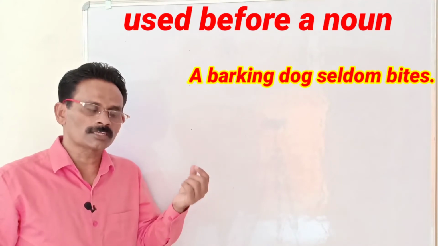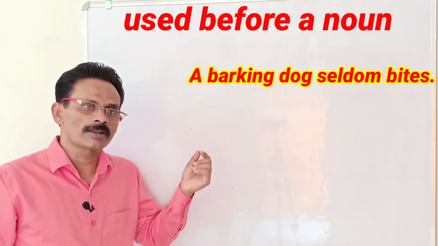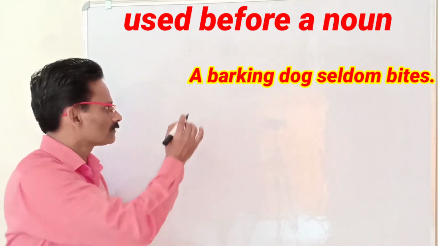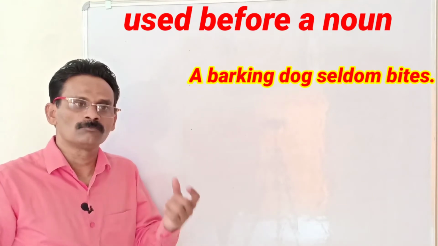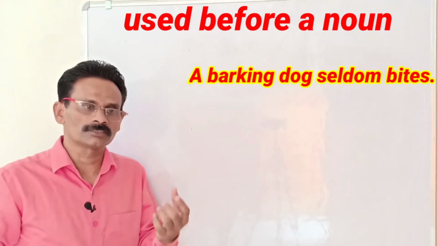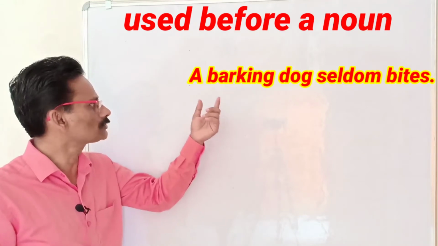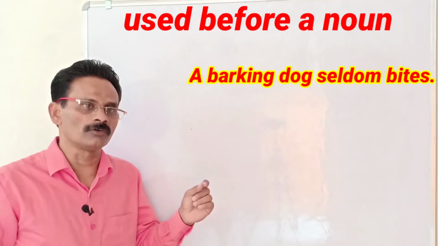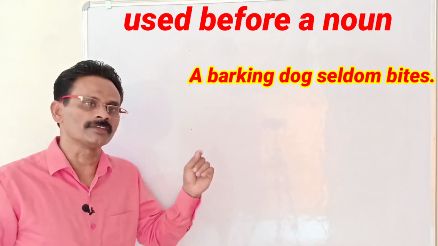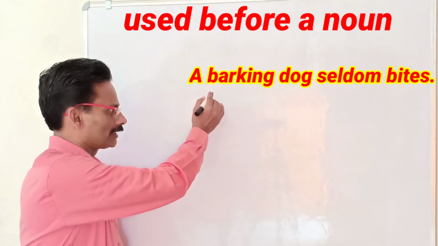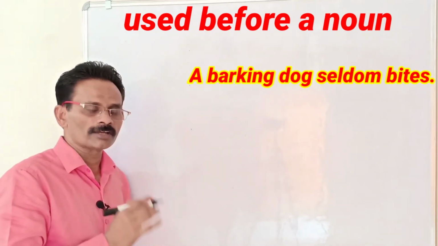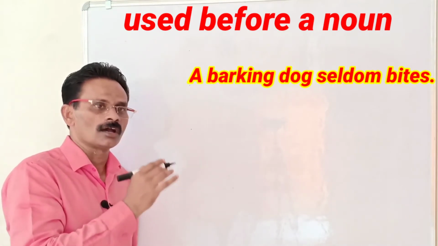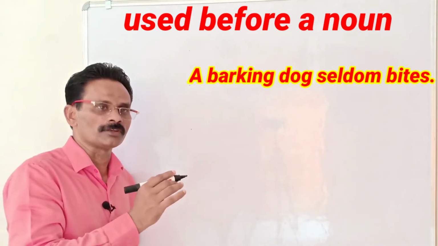A word that modifies a noun or a pronoun is called an adjective. And here the word barking modifies the dog. Thus, it is used as an adjective and it is used before a noun to modify the noun. Barking dog. Dog is the noun and barking modifies the dog and is used before the noun.